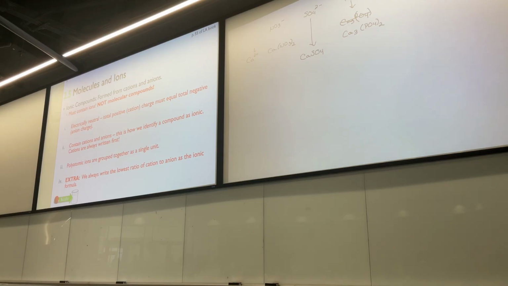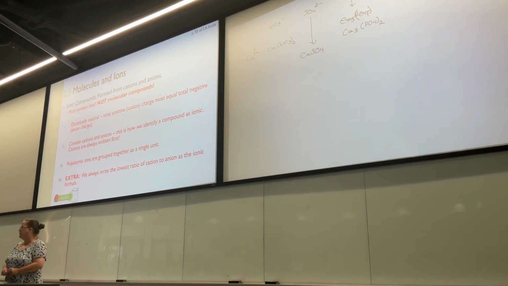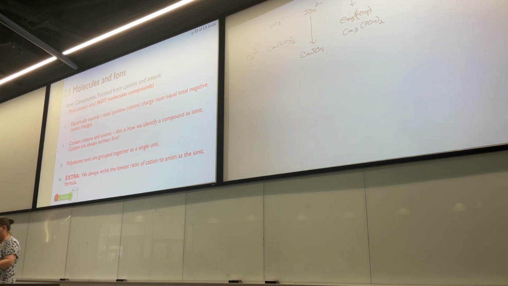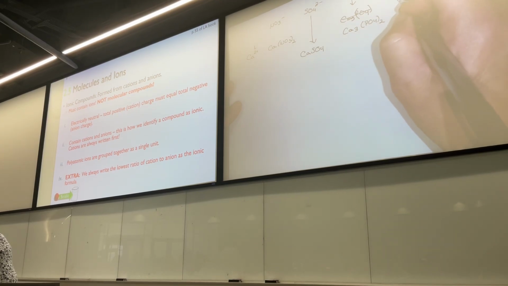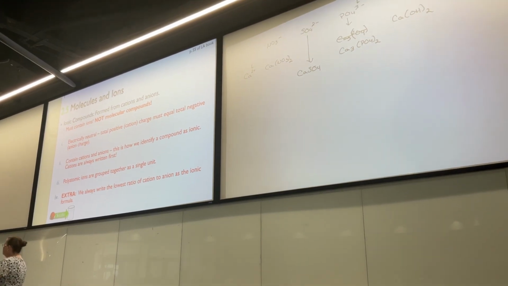When you're crossing those numbers, make sure to check that you don't need to reduce. Also, I'm going to do an example which isn't here. How many hydroxides will I need? 2. Each one's 1 minus, my calcium's 2 plus. So I'll need 2 hydroxides. Good.